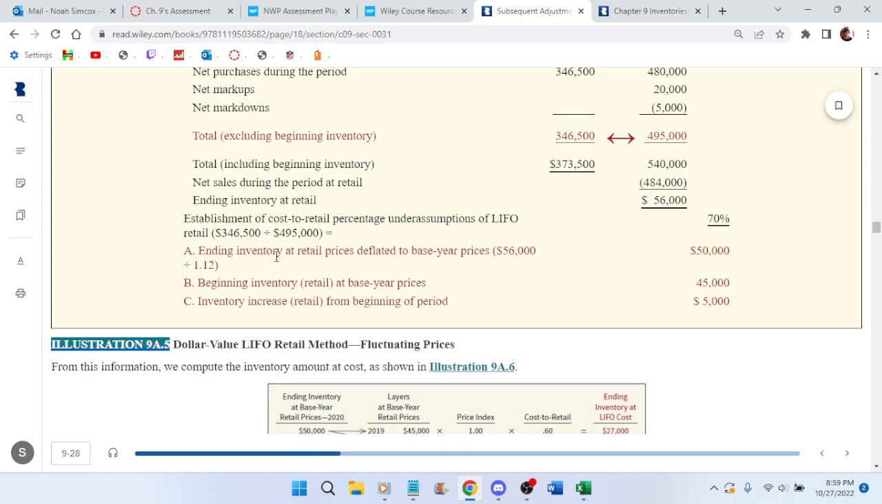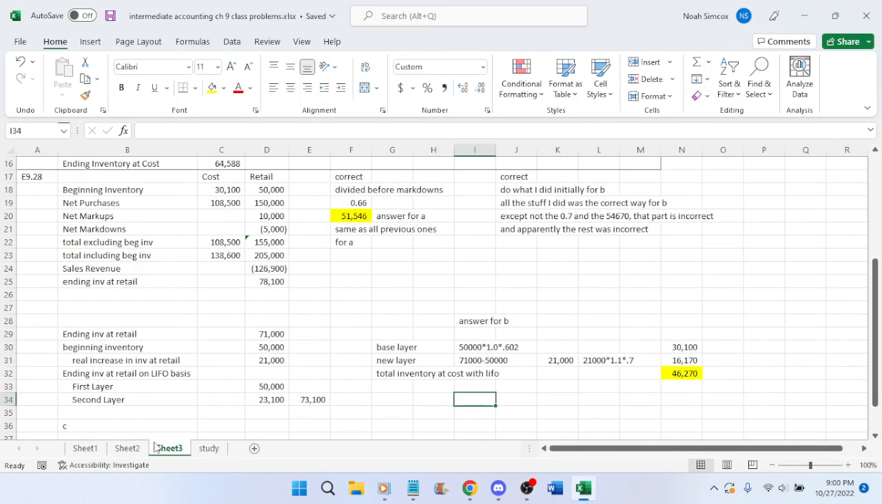LIFO. Are all of these numbers required for answering the question? Ending inventory at retail prices deflated to base year prices. Yeah, that's probably what that one thing was. Like this, because this is not the same as this. It's labeled as the exact same, but it's not the same. I think it's because the professor labeled that as that.